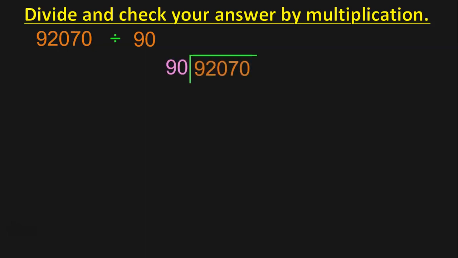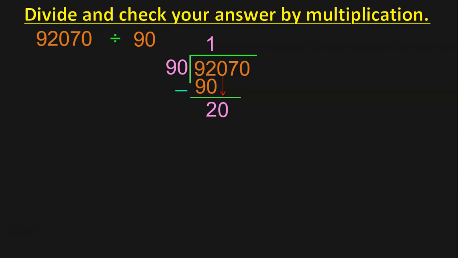92,070 divided by 90. We are having more zeros here, so the sum is going to be more interesting. The first digit 9 is lesser than 90, so you take the first two digits together, 92. 90 into 1 is 90, so the remainder is 2. Take and write down the next digit 0 near the remainder, so you get 20 to be the remainder.